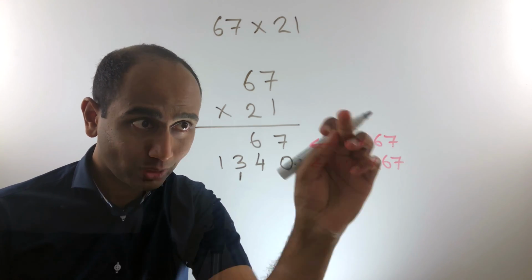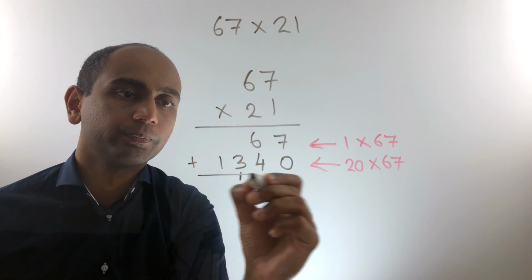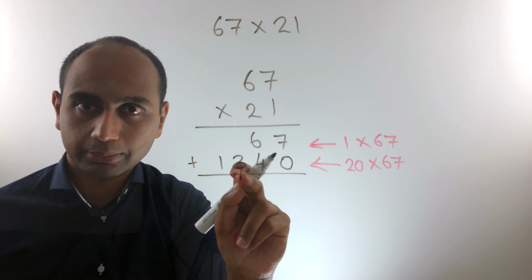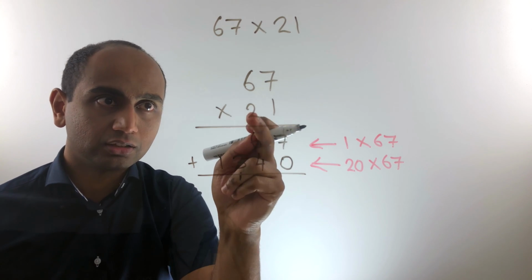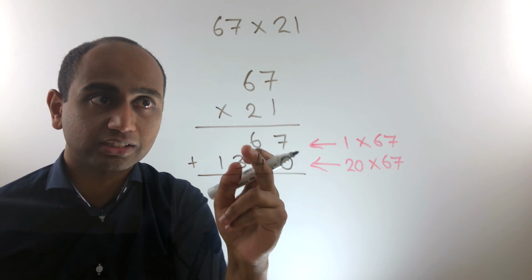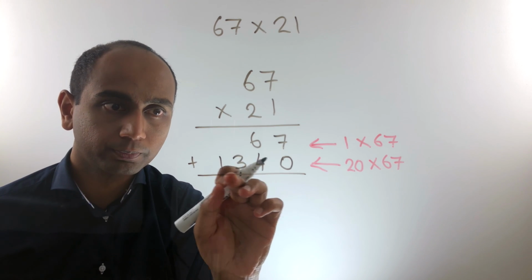What we want is 21 lots of 67, which means we need to add these 2 together now. So we don't need this 1 here anymore, so ignore that. We've taken that into account by doing 2 times 6, or 2 multiplied by 6, which is 12, and adding the 1 in to make 13. We don't need the 1 anymore.